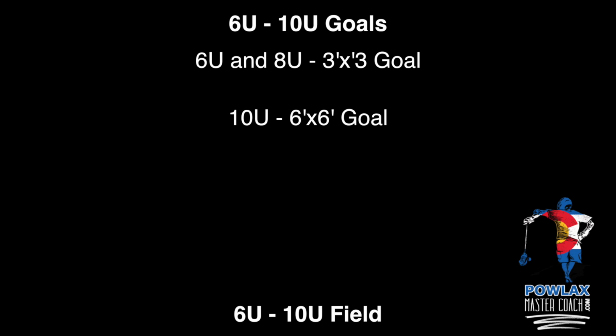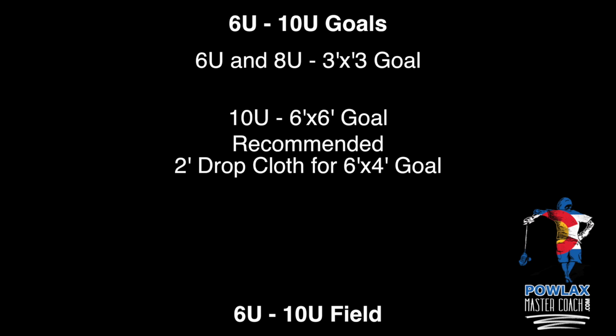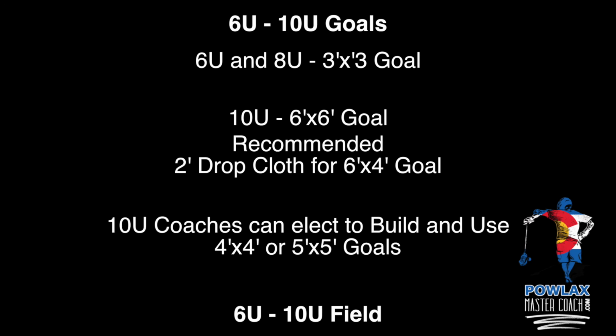The goals for the 6U and 8U divisions will be 3 feet tall and 3 feet wide unless various levels are playing on the same field, in which case a 6x6 goal can be used. Once players get to the 10U rules, a 6-foot by 6-foot goal will be used, and it's recommended that it uses a 2-foot drop cloth from the top of the goal to create a 6-foot wide and 4-foot high goal. At any point in time, coaches at the 10U level can elect to build and use 4x4 or 5-on-5 goals.